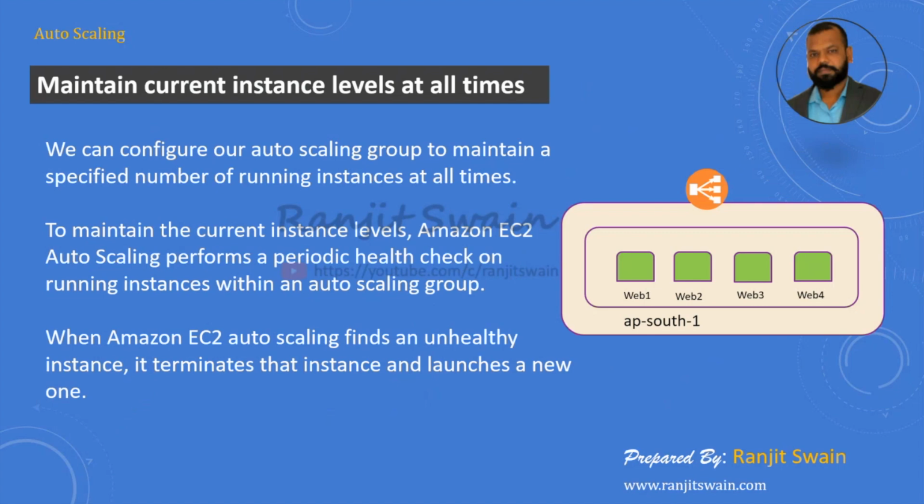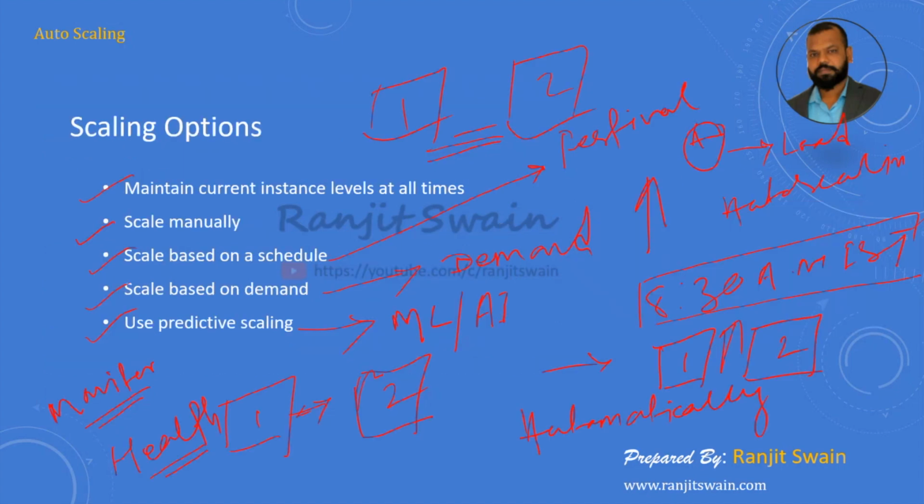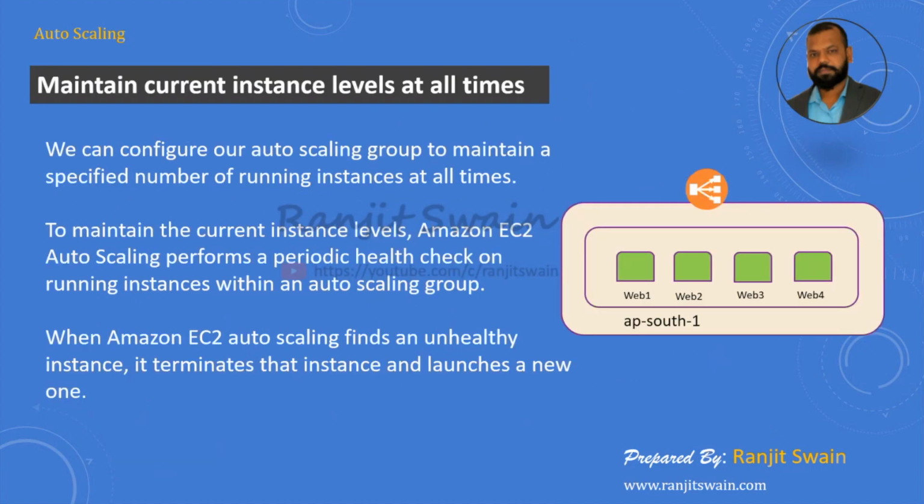Okay, I have already discussed everything, but let's go through the slide again. Maintain current instance levels at all times. Suppose here is ap-south-1, this is the Mumbai region. In this Mumbai region, I have 2, 3, 4 web servers there, and I want to maintain all these web servers every time.